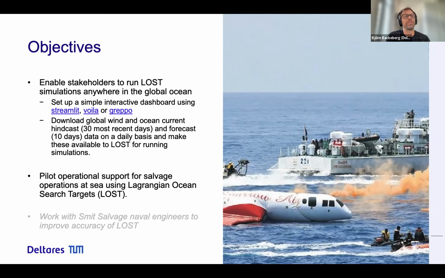Once we've set up this dashboard, the idea is, with our partner LOST-Salvage, a salvage company based out of South Africa, to pilot an operational support service for salvage operations. In parallel, we're working with the naval engineers from LOST-Salvage to improve the accuracy of the LOST simulations.